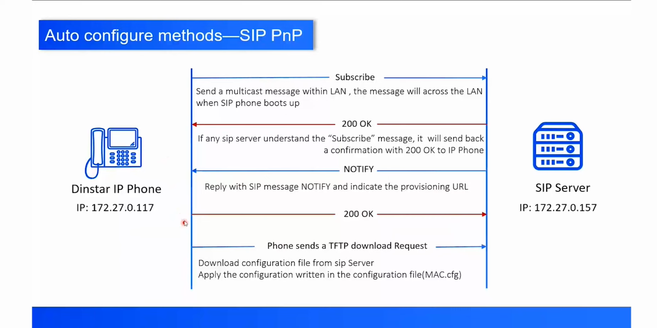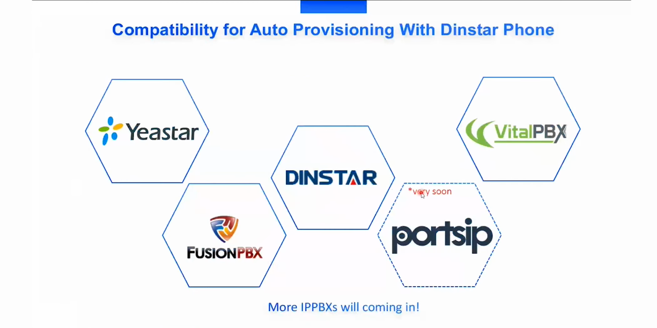After that the IP phone will send a TFTP download request or HTTP request. After it gets the file, it installs the file in the SIP phone, then reboots the system. So this is the feature we used in our testing and in our demo later.